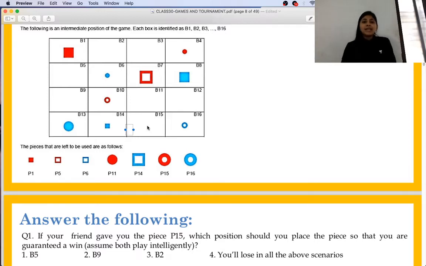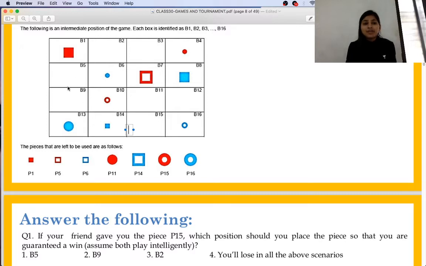If you check for B9, if you place this big red piece in B9, again, if you give your friend any big piece, then he will place it in B5 and win, because all the pieces so far are big. And if you give him a small piece, he will place it in B2 and win. You will lose again.